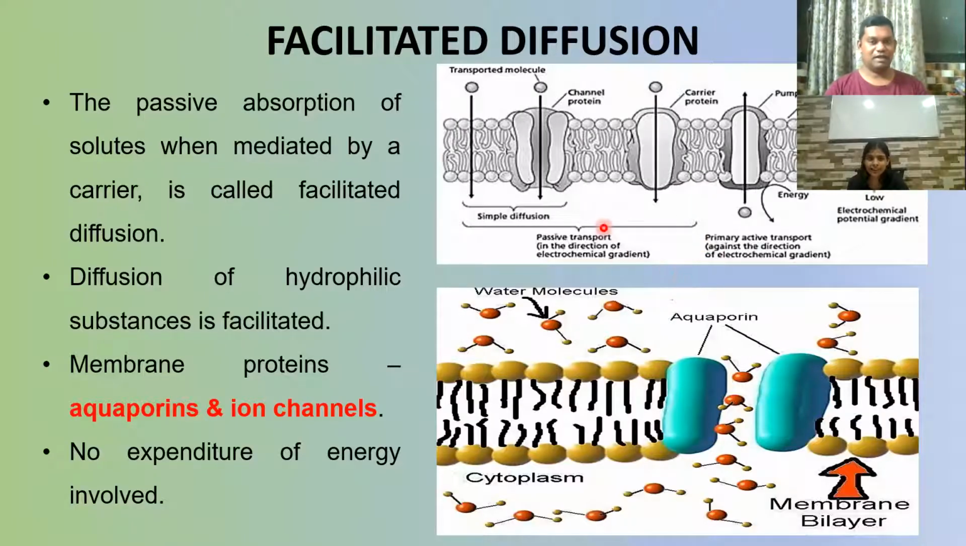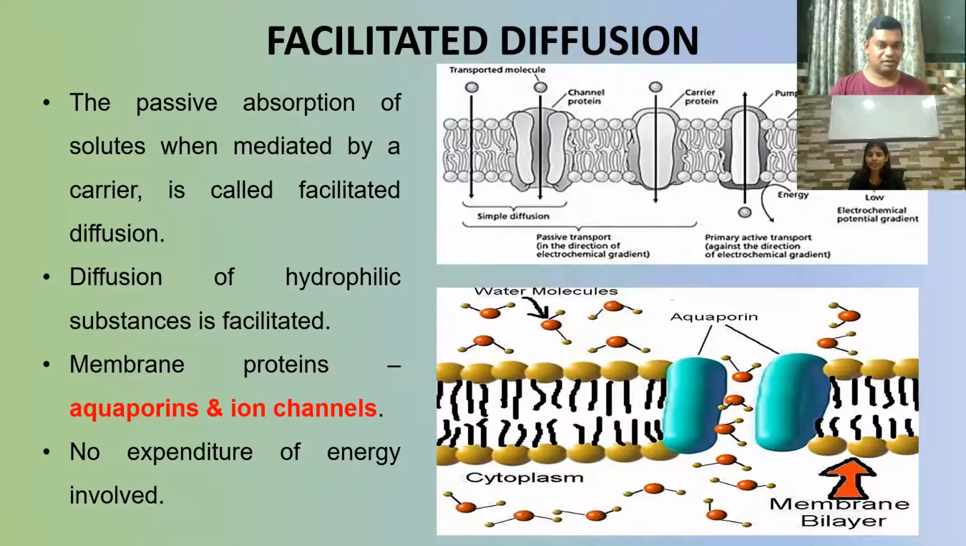So, understood the meaning of passive transport: simple diffusion, channel protein, carrier protein, all in the direction of the electrochemical gradient. That's why it is passive transport across the plasma membrane. But there is another way.